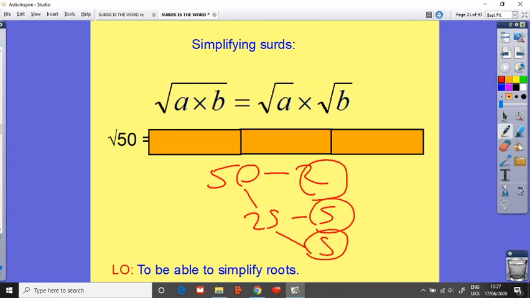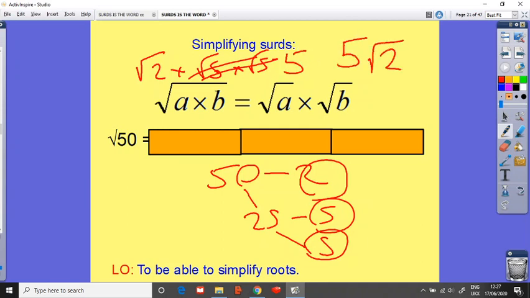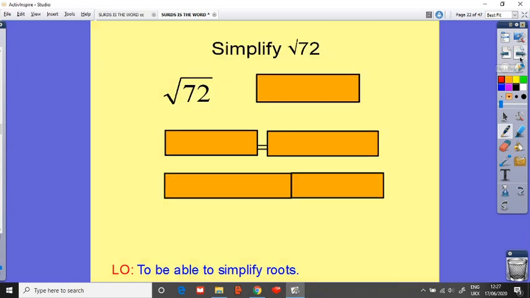Circle your primes. So essentially 50 I can break up to be root 2 times root 5 times root 5. Now when you have 2 square roots, you can treat it as a whole number. So I can cross those 2 root 5s out to give me 5. Which gives my answer of 5 root 2. And some people like this because it's a bit easier if they can't see which square numbers go into it. Just try a different one.